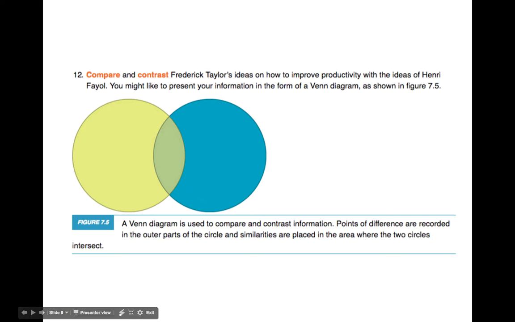So what you need to do now is pause here and compare and contrast Frederick Taylor's ideas, and you might want to present this in a Venn diagram. You can do this straight into your notes or in your workbook, your choice. So pause now and have a go at this.